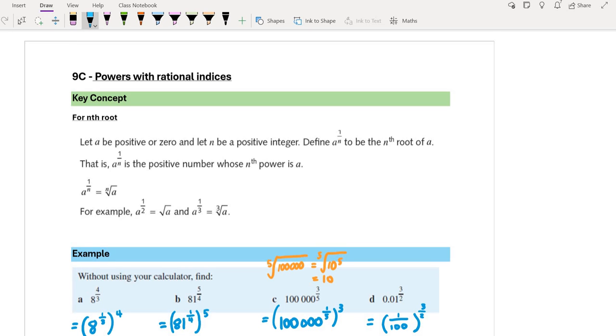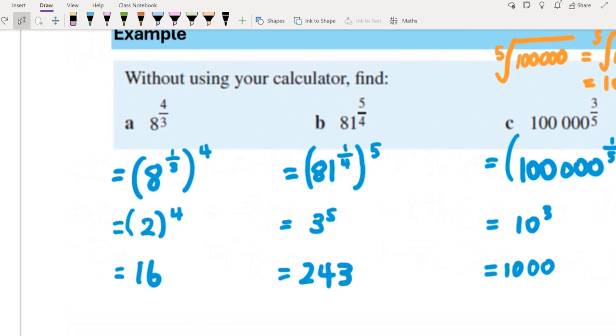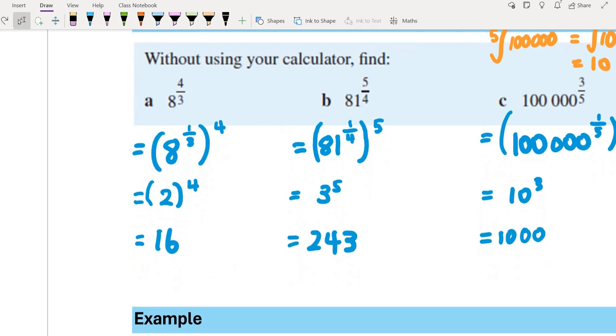Alright, the main idea of this video is this bit here, where we have something to the power of 1 over another number. This number here, we can take out of a root, and then it goes into this format. So using this idea, we can solve all different types of weird numbers, starting with this one here, 8 to the power of 4 over 3.